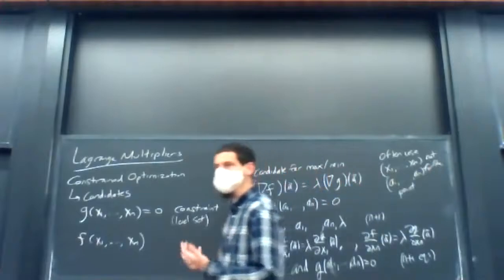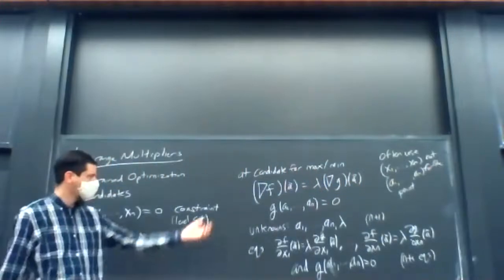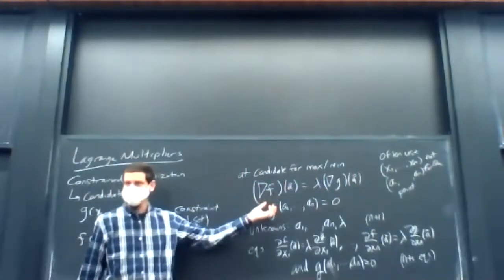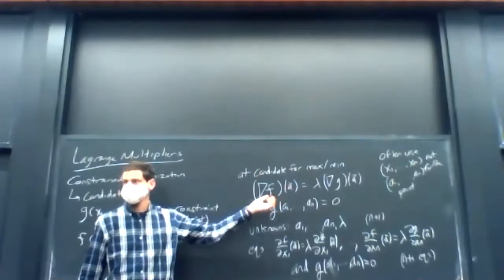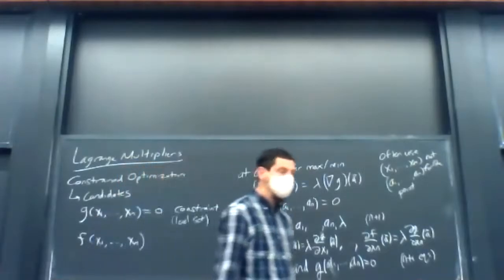I felt like just writing a1 to an to really highlight, here are my variables that I'm differentiating against, and here's the point where I'm evaluating it at. All right, so these are Lagrange multipliers.